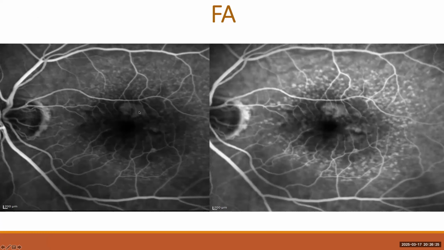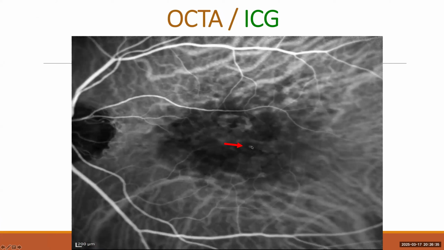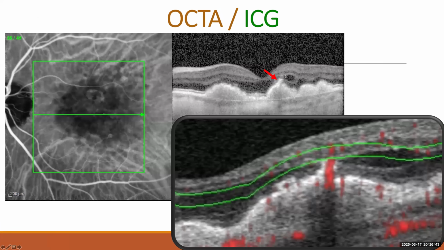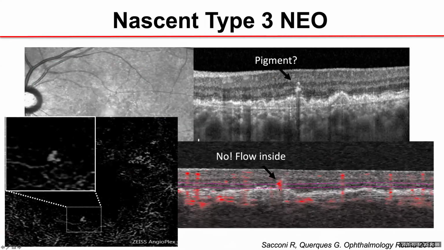This was the FA of the patient, here. On FA, we didn't observe so much, but on ICG, we observe this little point, this hypercyanescent point that corresponds to the type 3 lesion, this anastomosis here, we observed on the OCTA, exactly the same localization. But what about this lesion here? We used to consider this like a pigment detachment, but in some cases, it's not only a pigment detachment, it is vascularized and there is some flow inside.